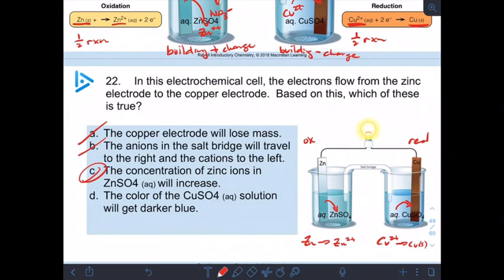And the color of the copper sulfate solution will get darker blue. Well, the color is a result of the copper ions. So on the right, I'm losing copper ions to become copper solid. If it were becoming darker blue, I'd be getting more copper ions. But I've got less copper ions, so it will not become darker blue.